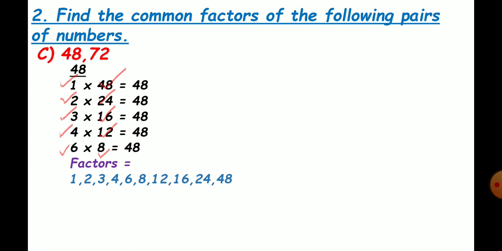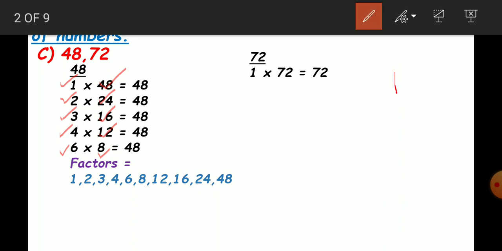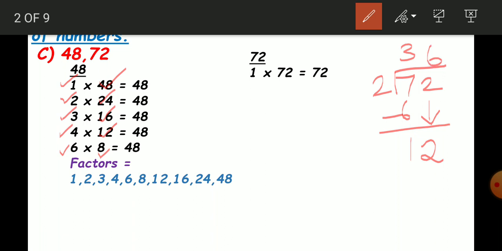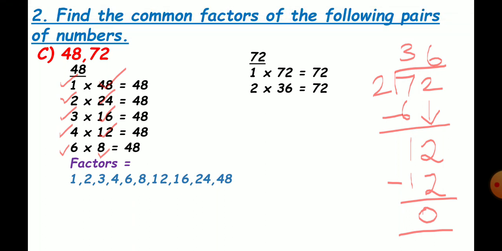Now we have to find the factors of 72. So start the same way. 72 comes in one table 72 times. So 1 72s are 72. 72 in two table: divide and check. You have to divide 72 divided by 2. In 2 table 7 doesn't come, so 3 2s are 6. Now you subtract, you get a 1, and then you bring down 2. So it comes 6 times. 6 2s are 12, and then you get a 0. So 36 times. In 2 table it comes 36 times.